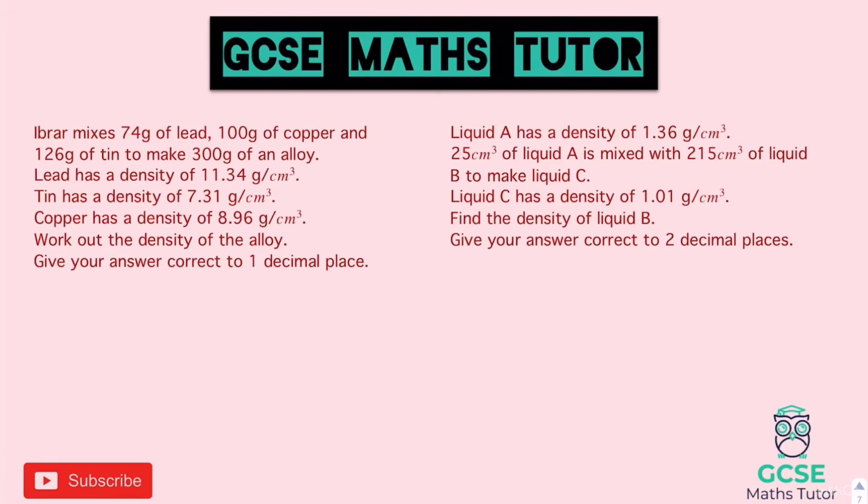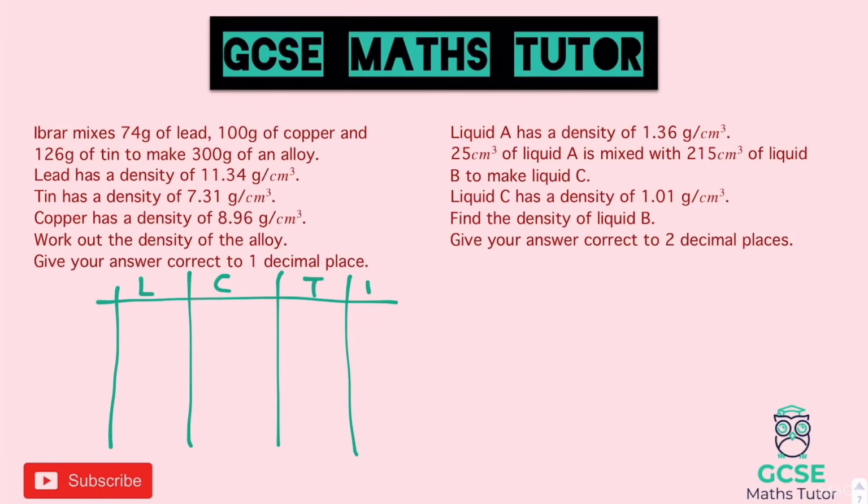Right, okay, so this first question, we've got 3 different metals being mixed together to make an alloy. So we've got one of our larger sort of tables to draw here. So what have we got? We've got lead, we've got copper, we've got tin, and that is being mixed to make the alloy. And there we go, let's just call that alloy.